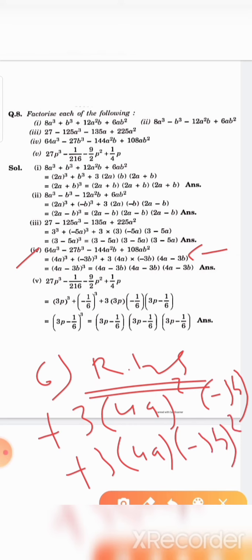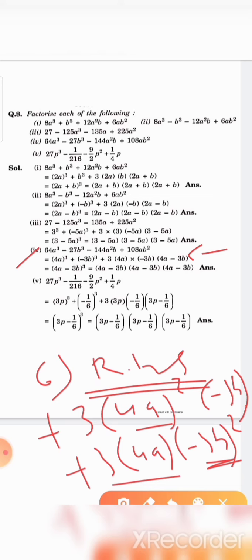And for that first we check it. 4 4s are 16, 16 3s are 48, 48 3s are 144, we get the answer minus 144 and plus minus, so we get -144a square b. And next 3 3s, here minus plus, 3 3s are 9, 9 3s are 27 and 27 4s are 108 and ab square, and it will be plus.